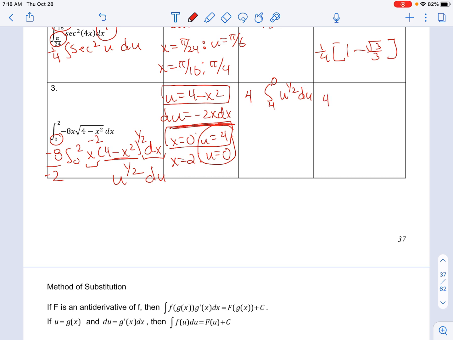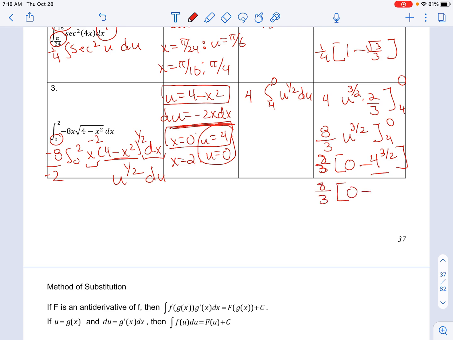So the antiderivative is add 1, divide by the power, and there are my bounds. I'm going to clean this up a little bit. So it's 8/3 u to the 3/2 from 4 to 0. If I plug in 0, 0 to the 3/2 is still 0. If I plug in a 4, you get 4 to the 3/2. I'm going to simplify one more step. Remember, this is really the square root of 4, that's the 2 on the bottom, which is 2, and 2 cubed.